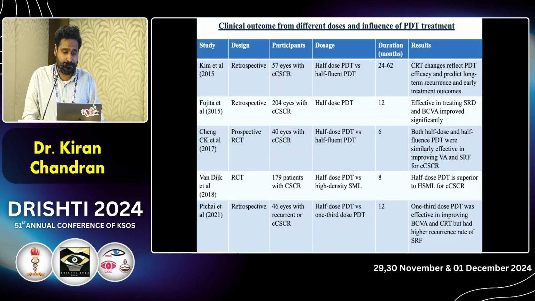So this is a table which shows various studies which have been done using the various different dosages as well as fluence of PDT. And in most of these studies, we see that using half dose PDT itself is enough to have a substantial reduction in subretinal fluid as well as good improvement in visual acuity.